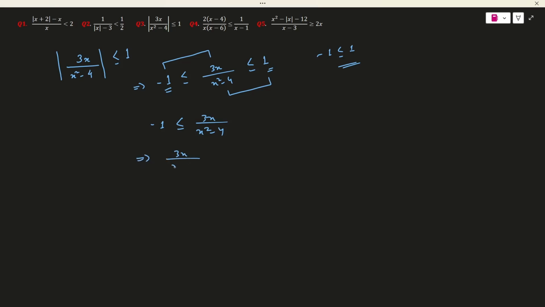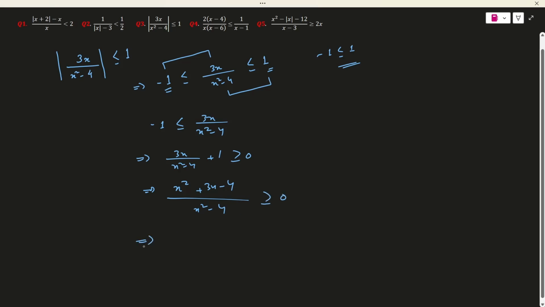So 3x by x square minus 4 plus 1 is greater than or equal to 0. This will become x square plus 3x minus 4 by x square minus 4, greater than or equal to 0. Factorize the numerator. Can we factorize it? b square will give me 9, plus 16 is 25, under root of 25 is 5. I'm just using the quadratic formula.